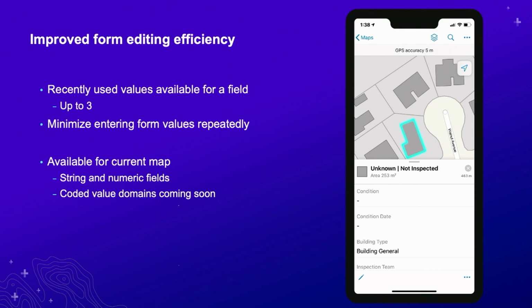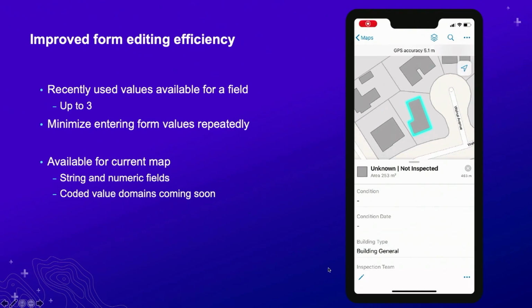Another aspect of efficiency that we're working on is the scenarios where you're often repeating entries for multiple assets or observations. So we store and allow you to access the recently used value for any given field. We do store up to 3. And really the goal here is, rather than typing those in, which is time consuming and certainly can be error prone, we want to give you a way to do that more efficiently. So let's take a look here at an example.